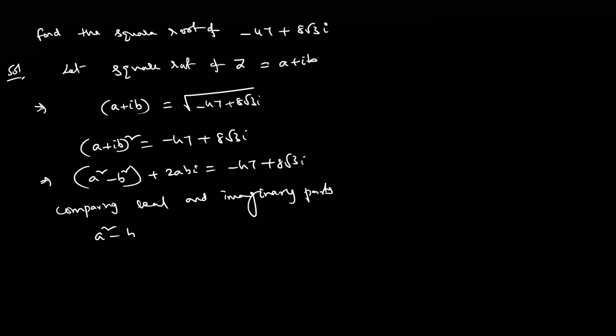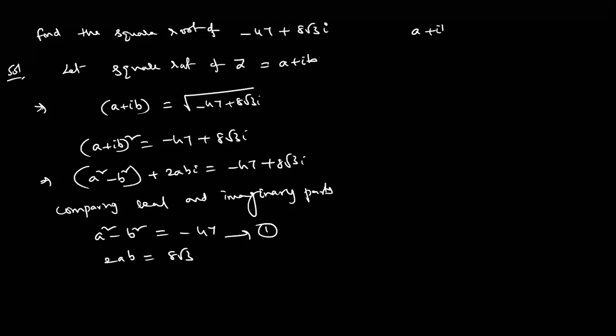A square minus b square is equal to minus 47. That means clearly a is less than b. Dear students, a square is always less than b square, then only the output is negative. 2ab is coming 8 root 3. This is equation 1. Okay.